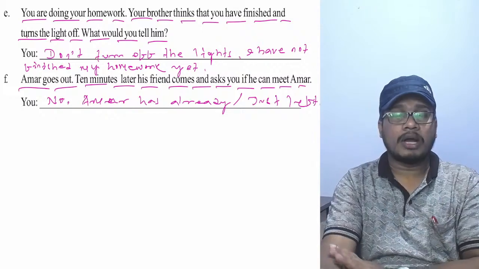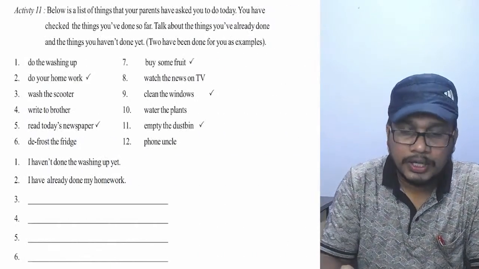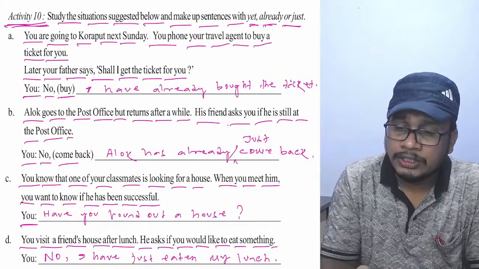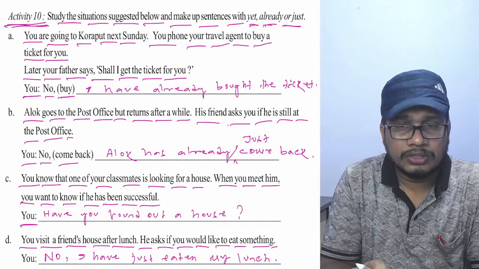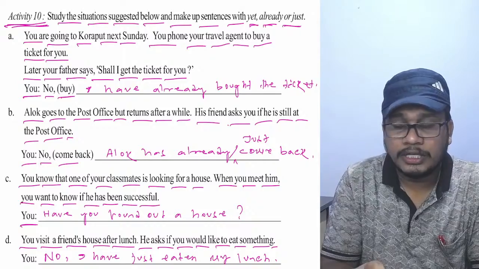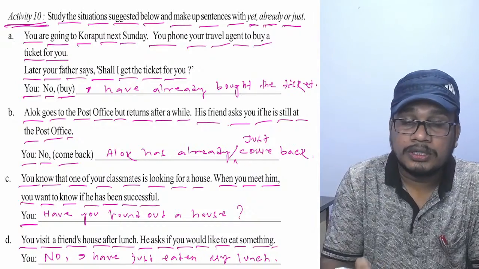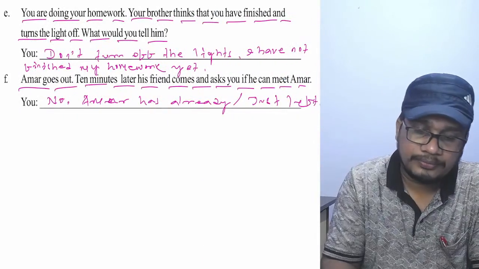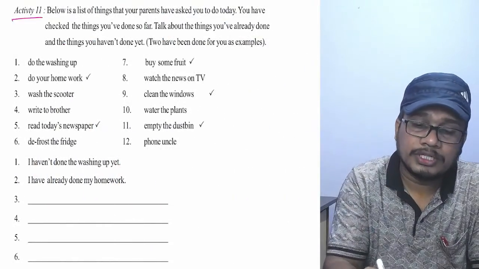So now activity 10 is over. Then come to activity 11. Now we will see that in each situation, in each space given, we use the present perfect tense: have, has plus V3. Then coming to activity 11.